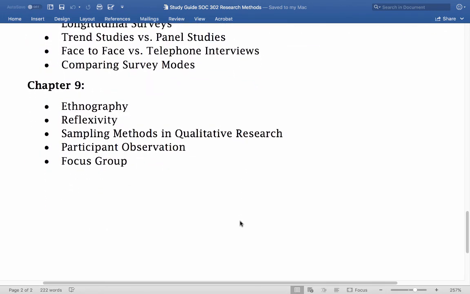Let's see, chapter 9. Okay, so ethnography. What distinguishes it from other kinds of field research? That's all I'm looking for there.